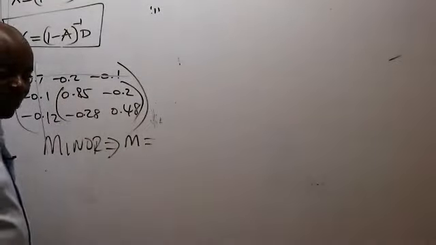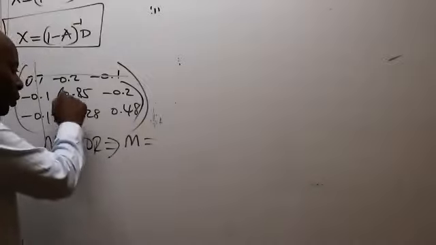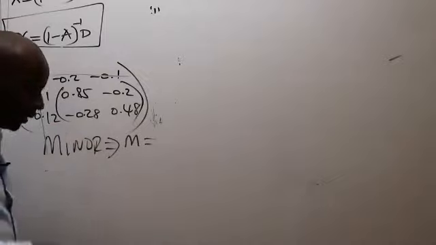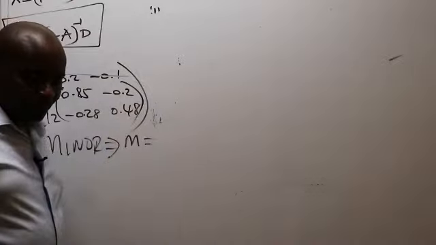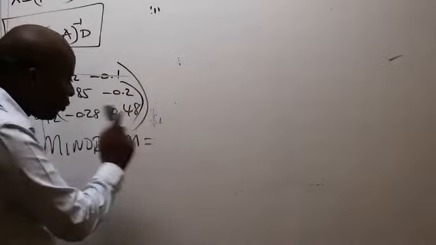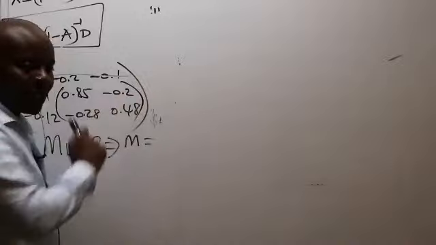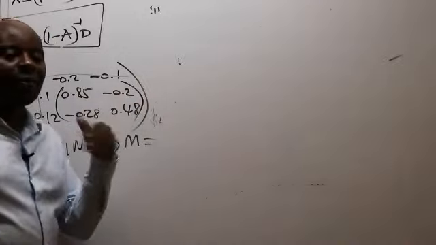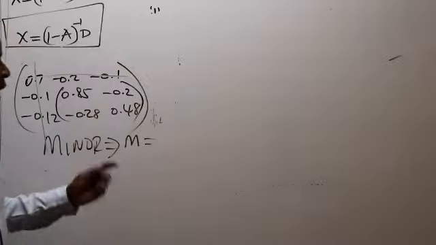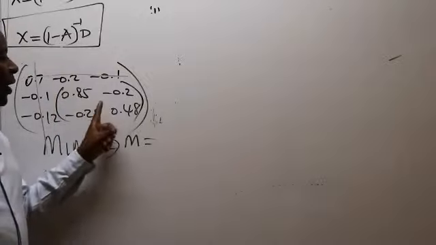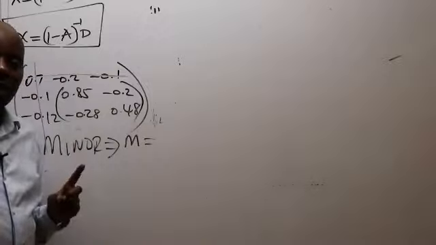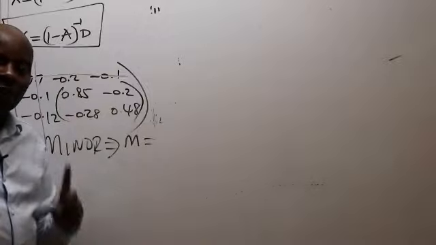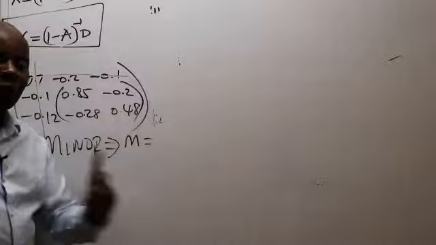Is there anybody who is able to give me the determinant? Remember, determinant is product of primary minus product of secondary. So product means I'm multiplying. So product means I take 0.85 times 0.48 minus. Remember that the secondary must always be put in brackets.